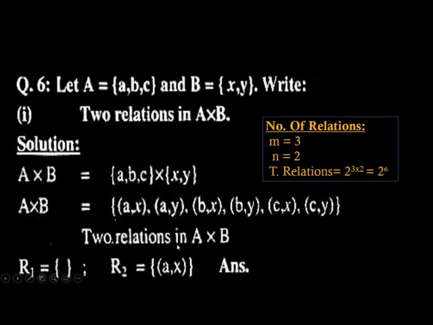The 2 relations can be the null set and the first ordered pair. There are only 2 relations asked in the question. But if the question had asked for more relations, you could write the third relation as bx, the fourth as by, the fifth as cx and so on. And the total number of relations is 2 raised to the power mn. mn is 2 multiplied by 3, which is 6. 6 is the number of ordered pairs, and 2 raised to the power 6 is the total number of relations which we can make through these sets.